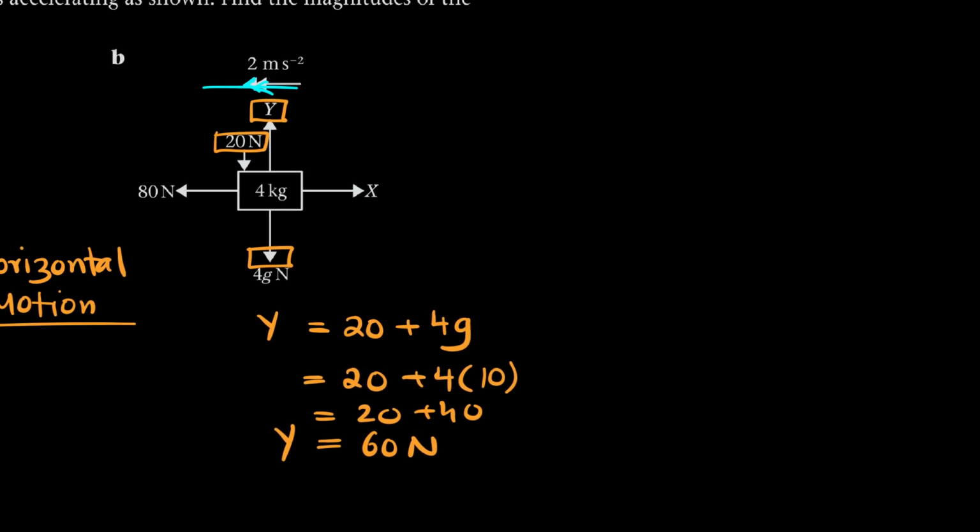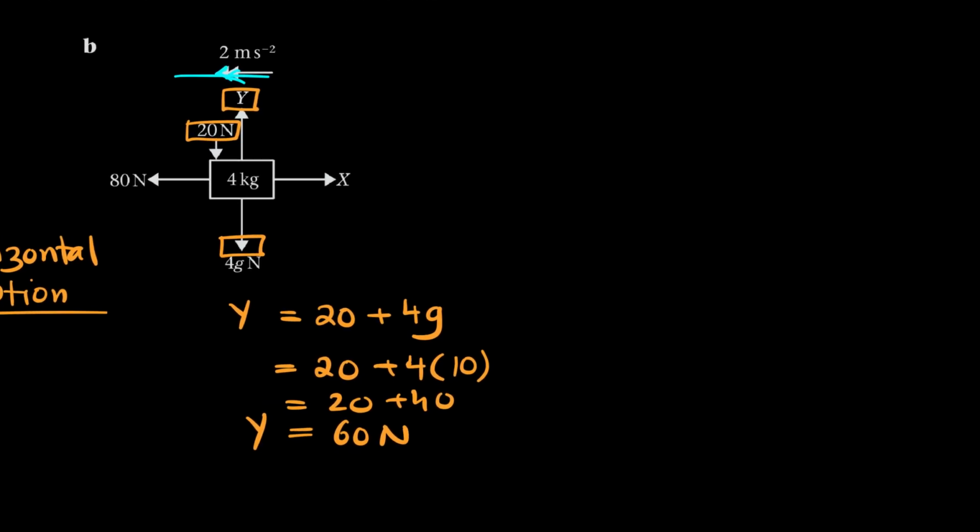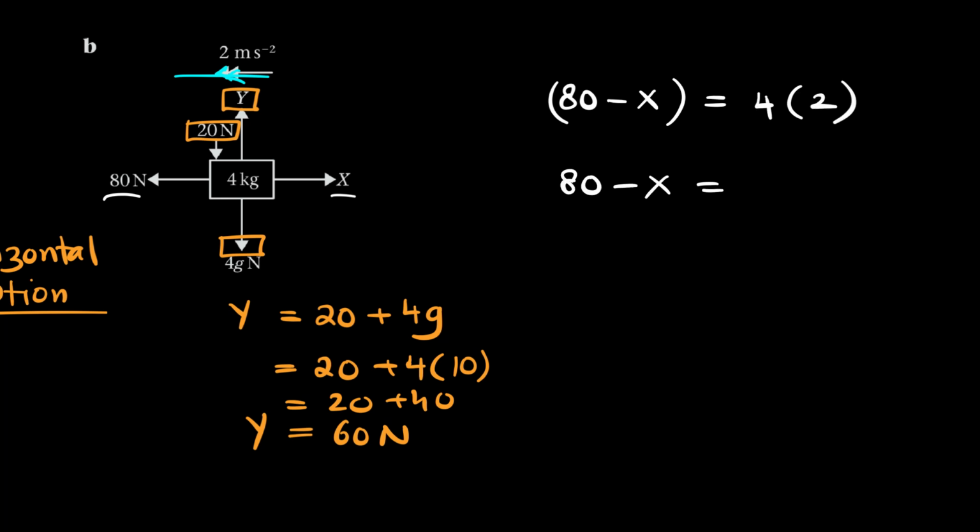Now let's look at diagram B. This time it's moving to the left. That means 80 is greater than x. So the resultant force 80 minus x is equal to mass of 4 into acceleration 2. 80 minus x equals 8. Therefore, 80 minus 8 equals x. Therefore, the value of x is 72 Newton.